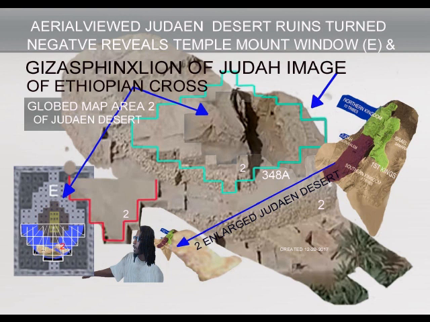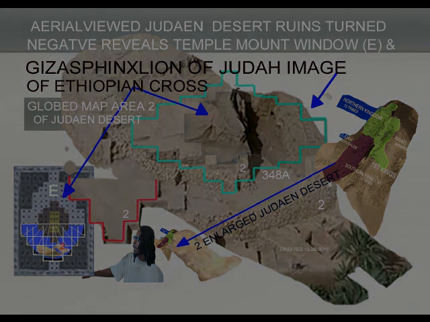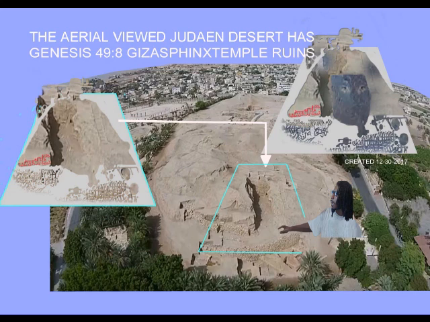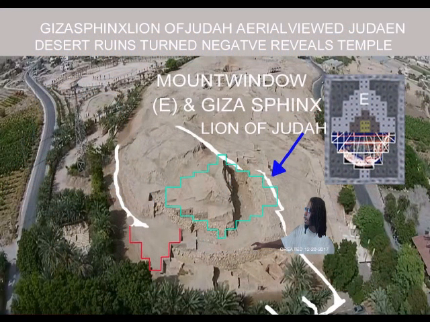In this particular video, we will be looking at the latest archaeological, geological, and astronomical discoveries which I've made concerning the aerial view Judean desert. In the mistranslated King James Bible, we are looking at Ezra 1:3, the geographic land surface area of the black man's face upon a lion's body, which we now see couched down in front of the Isaiah 19:19 Giza pyramids. This would be the African lion sphinx of Judah.